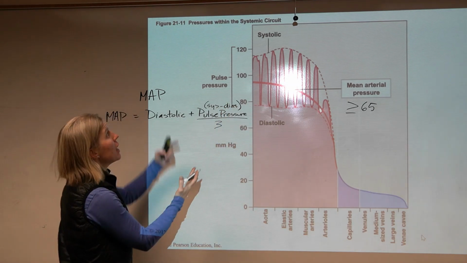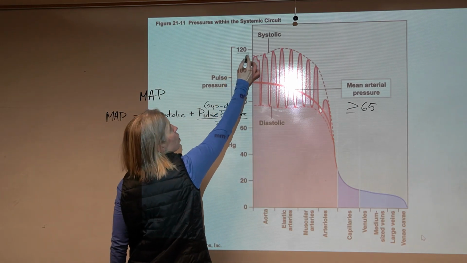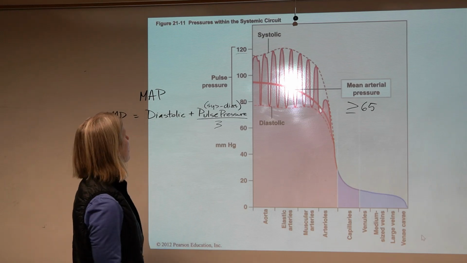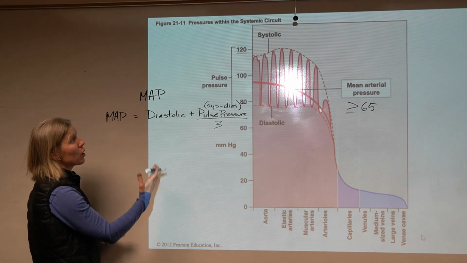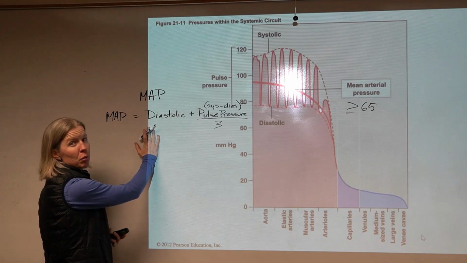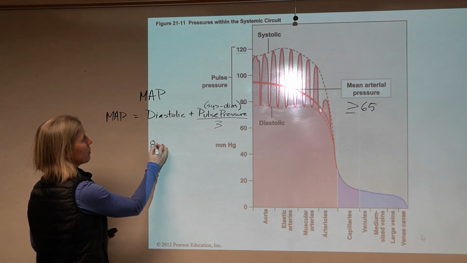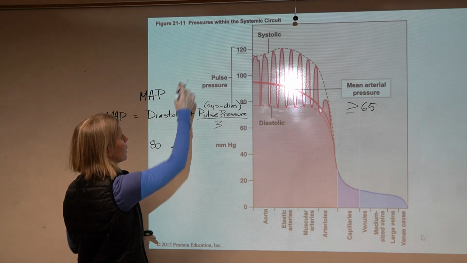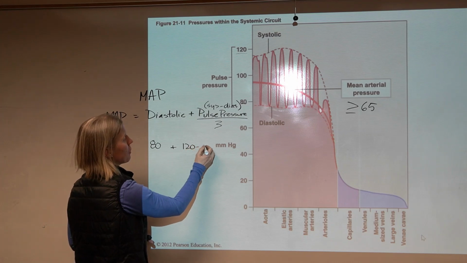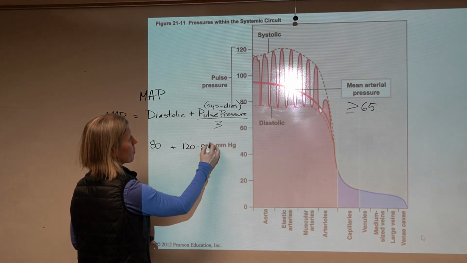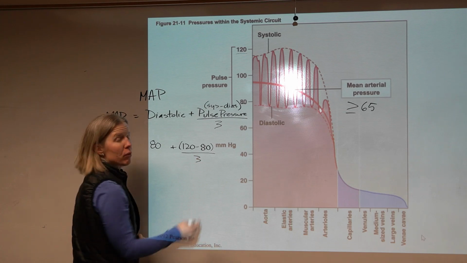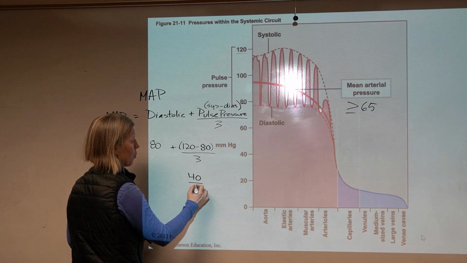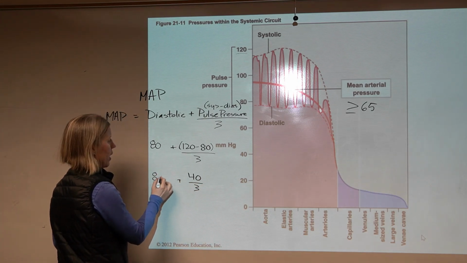Right? So let's try this. This person's blood pressure is 120 over 80, right? Systolic, diastolic. And that's a pretty standard number that we would use. So how would we set up this equation? Well, diastolic blood pressure then is 80. And we want to add that to systolic minus diastolic, 120 minus 80, over 3. 120 minus 80 is 40.